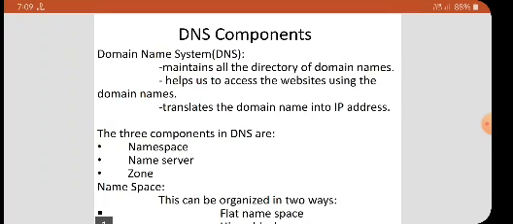There are three components in the domain name system. They are namespace, name server, and zone. So what are the three components of the domain name system? Namespace, name server, zone. Today we see only the namespace. First, what is namespace?